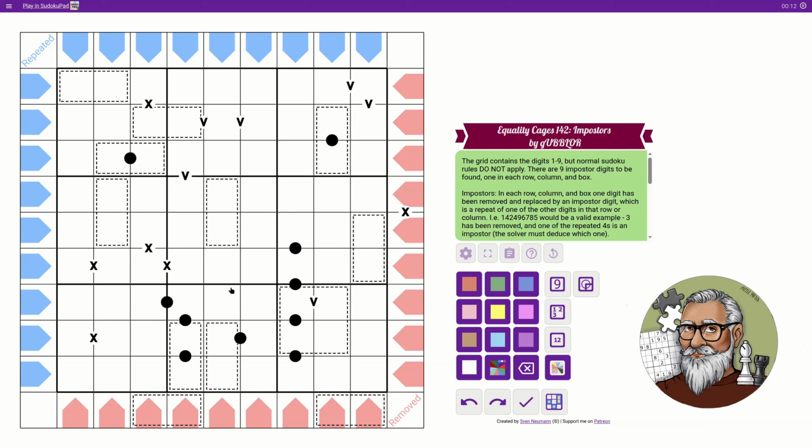Today I'm going to be trying my hand at Equality Cages 142, Impostors by gUBBLOR. If you'd like to give it a go, there will be a link in the description below. If you do, please let me know how you fared and what you thought of it.